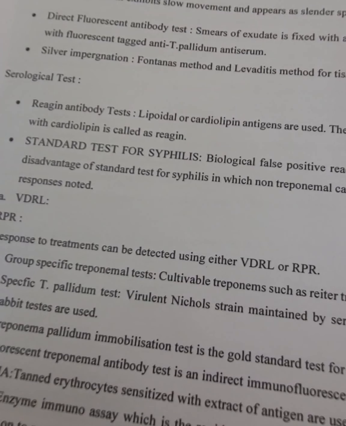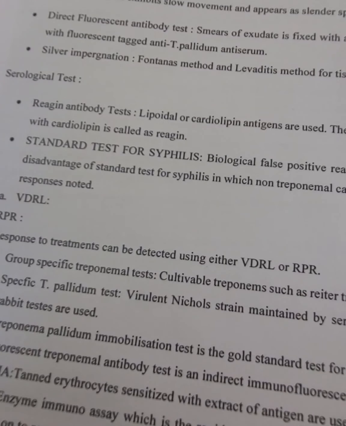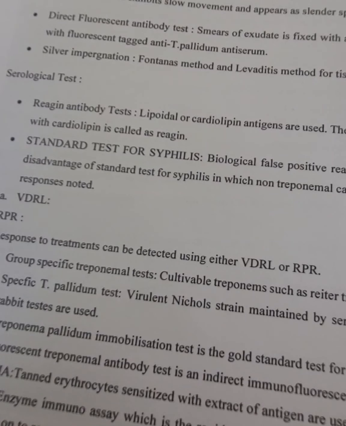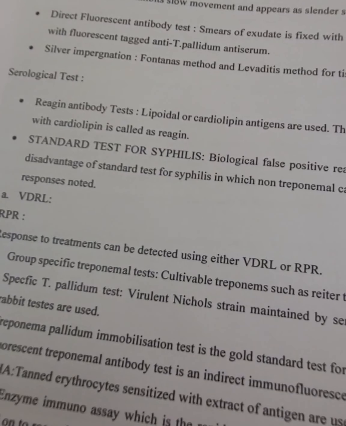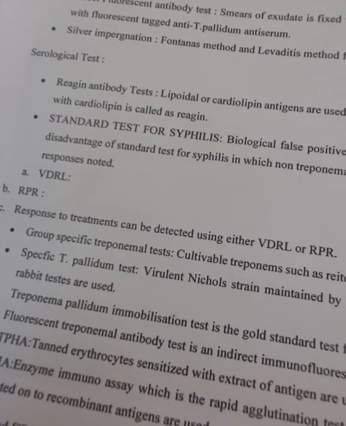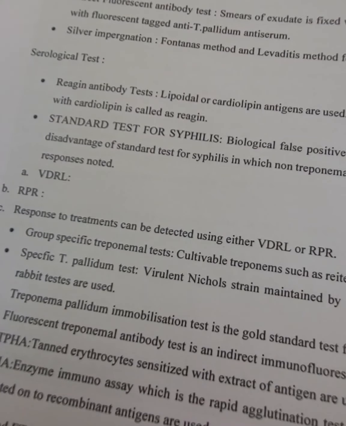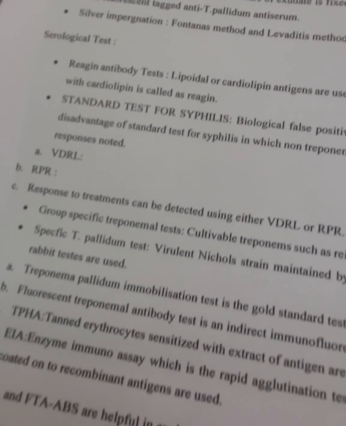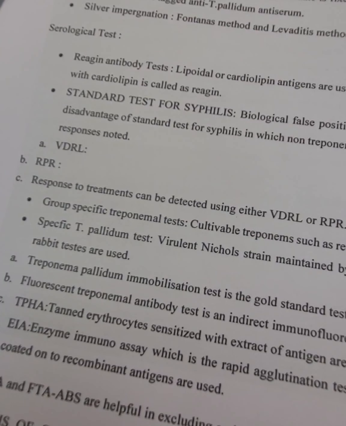Wassermann is a complement fixation test. Kahn's test is a tube flocculation test. VDRL is a slide flocculation test. RPR is the rapid plasma reagin test, a modification of VDRL. It is quick and fast. Here the antigen is coated onto carbon particles.